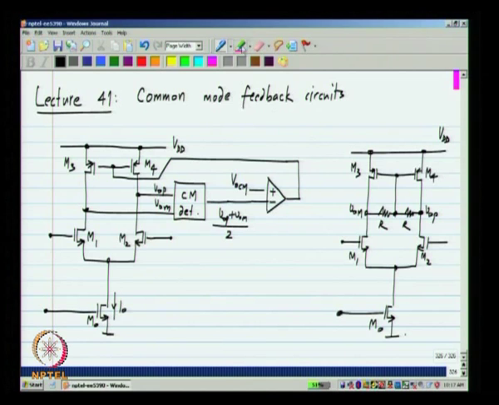When you apply a differential voltage, VOP will swing up, let us say, and VOM will swing down by an equal amount. The average value does not change. So the common mode feedback circuit does not react to differential signals. That is a prerequisite of the common mode feedback circuit. It should not react to differential signals. The same thing happens here. If VOP goes up, VOM goes down by an equal amount, this voltage does not change. So the currents delivered by M3 and M4 do not change at all.